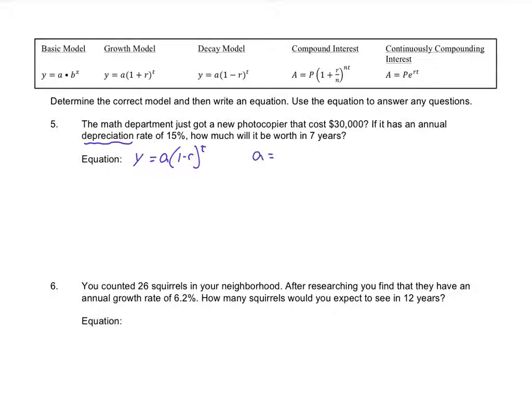A is our starting amount, so that's 30,000. We want to know how much it costs after 7 years, so time is 7. The rate is 0.15, or 15%. We're going to plug that in. Y equals 30,000 times 1 minus 0.15 to the 7th power. If we plug that into the calculator, we get approximately $9,617.31.